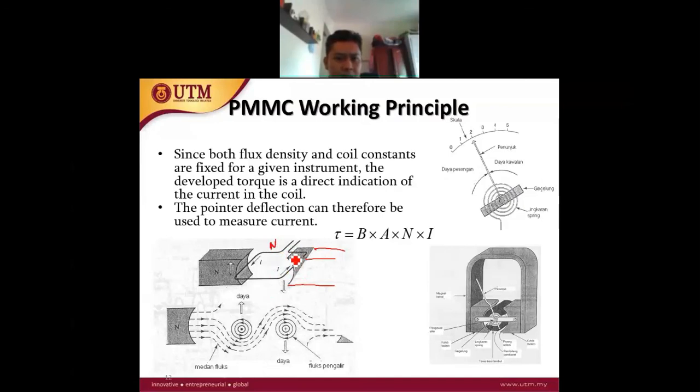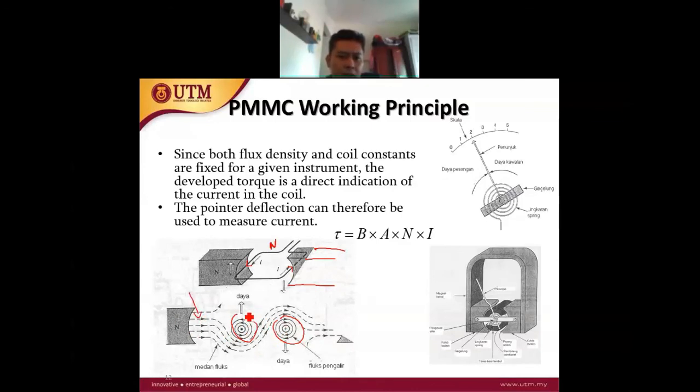But basically, it is just a piece of conductor, a wire. When current flows through the conductor, it will generate its own magnetic field depending on the direction of the current. On this side, the current is going out, and on this side, it is going in. Those are the directions of the magnetic field that interact with the permanent magnetic field.